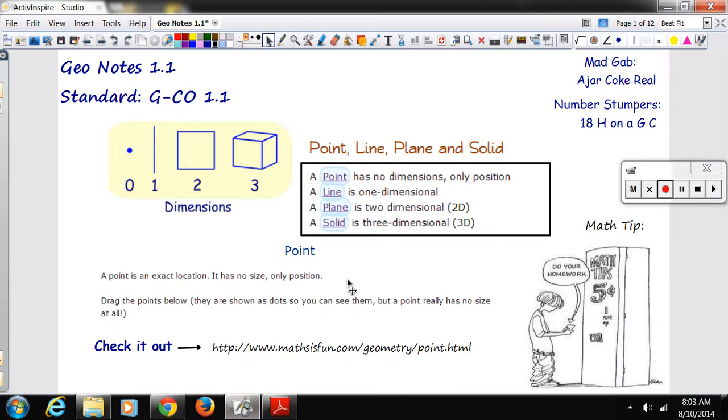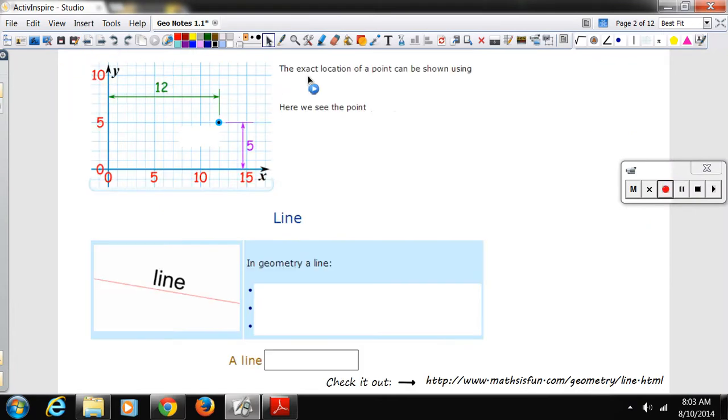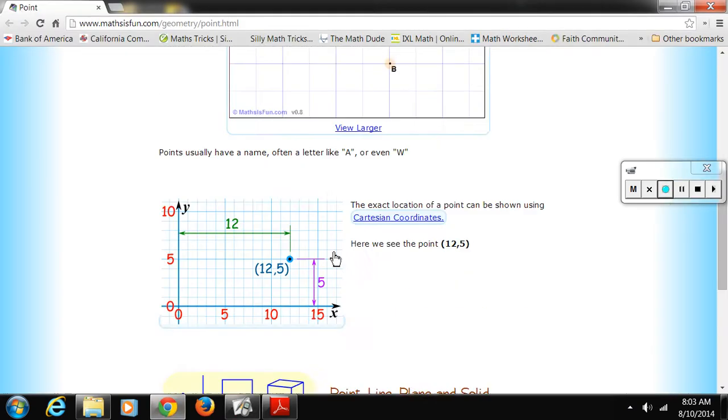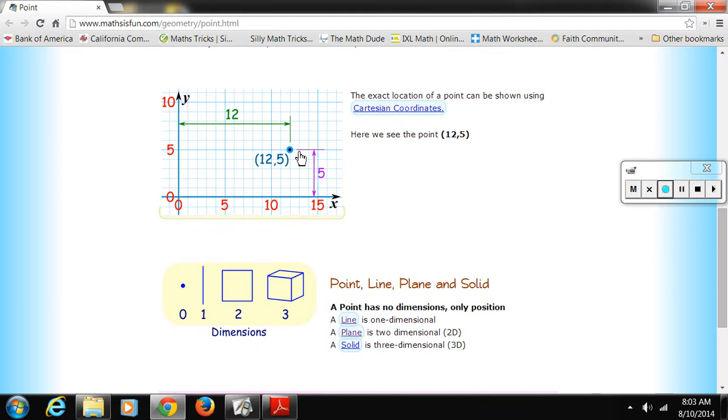Now back to the note part. So you can drag the points and show that a point has really no size, just a location. Now the exact location of a point can be shown using Cartesian coordinates, the x and the y coordinates. And you can also see that on that website that we were talking about down here, Cartesian coordinates.